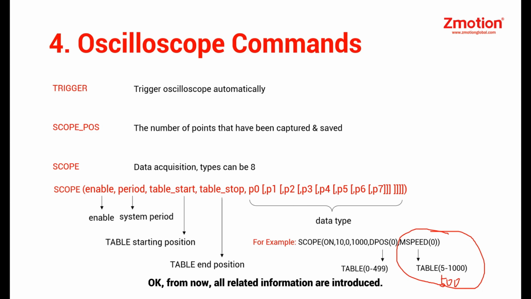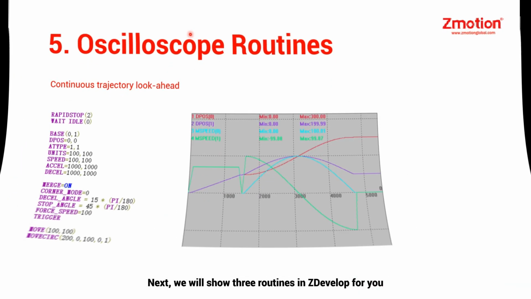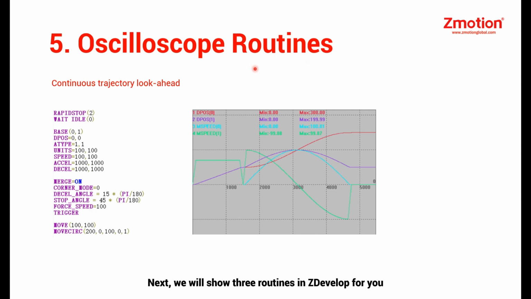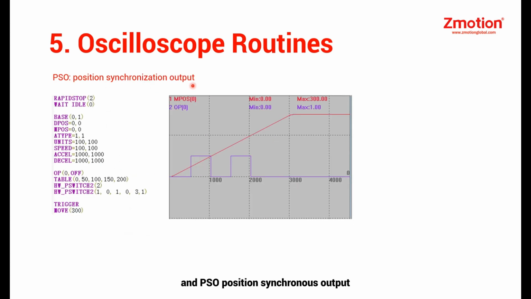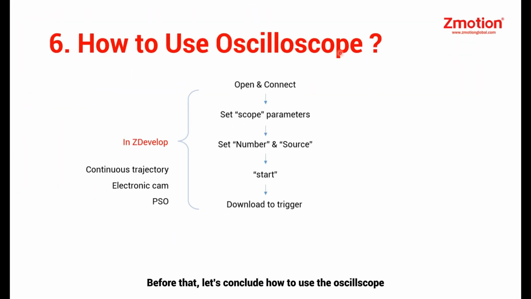Okay, from now on, all related information is introduced. Next, we will show 3 routines in ZDevelop for you. They are continuous trajectory look-ahead, electronic cam, and PSO position synchronous output. They will be shown in ZDevelop one by one. Before that, let's conclude how to use the oscilloscope.